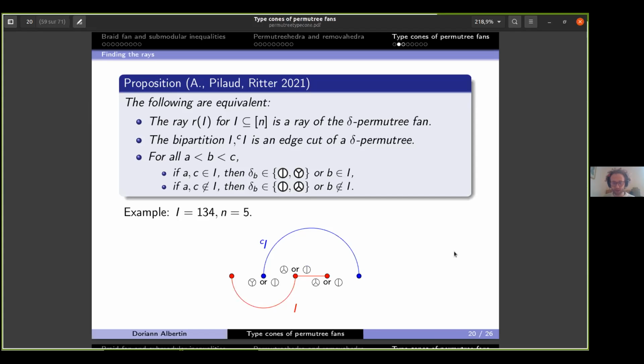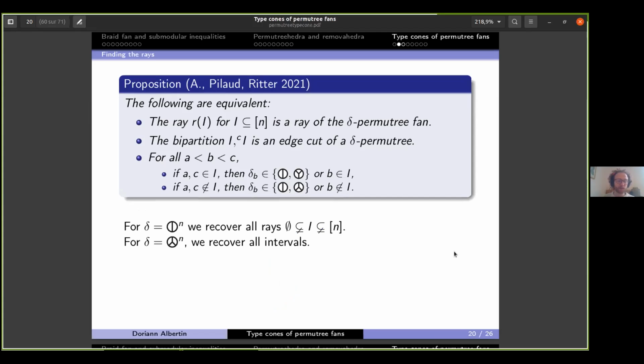Again, this specializes in the case of the permutations, we get back all the rays. That's reassuring. And in the case of the binary trees, we get all intervals.